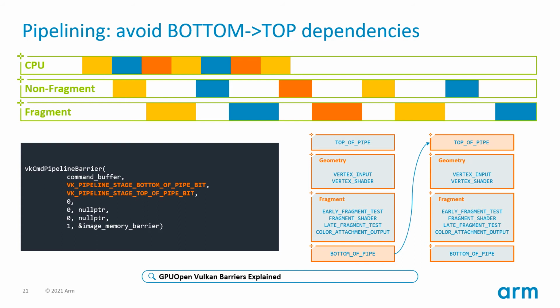This is safe as we're ensuring that the dependencies are considered and we have no corruption in the color output. However, you can see that this is very inefficient as the GPU work slots are being kept idle, and this is what we refer to as bubbles in the pipeline.